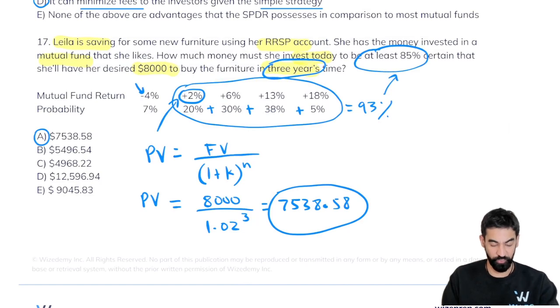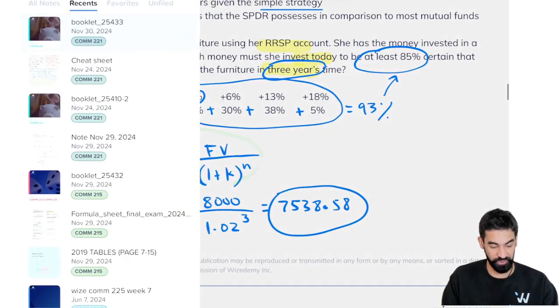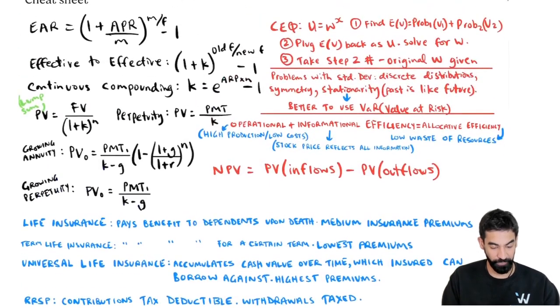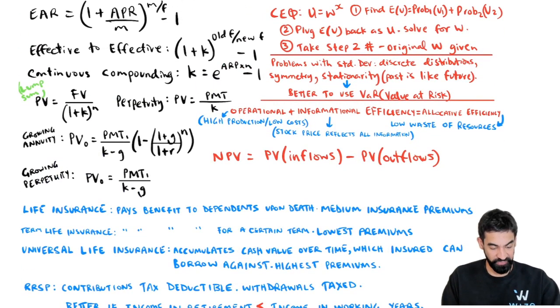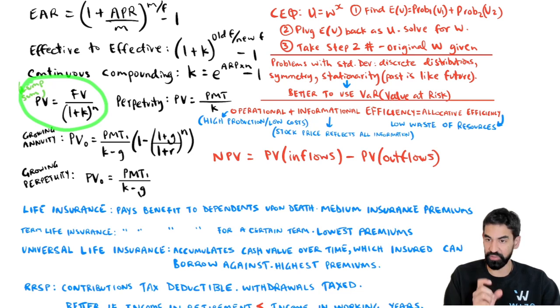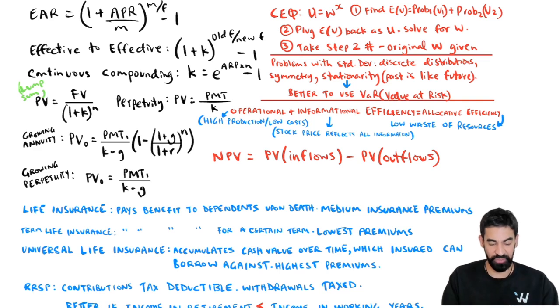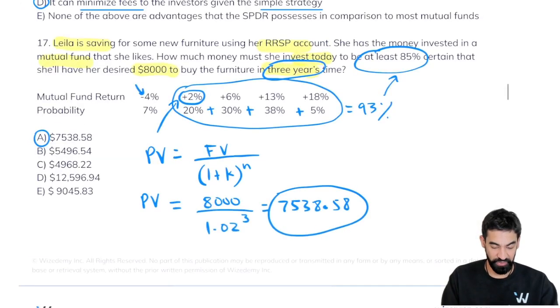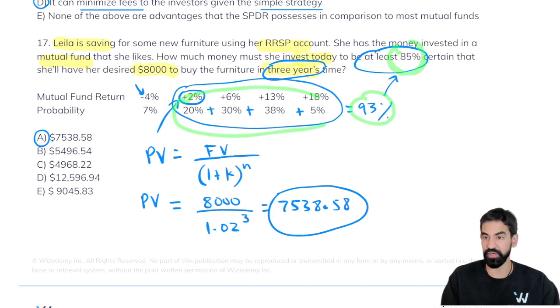And this formula for PV I also put in your cheat sheet. If you want to copy that down as well, it's over here near the top left. Present value for a lump sum. A lump sum means it's not a recurring payment. A payment is recurring. This is just one amount. She wants 8,000. She wants to know how much she has to save today. So if she saves 7538.58 today, in 3 years' time, she would make 8,000 at least 85% of the time. Really at least 93% of the time, because these probabilities added up to 93.